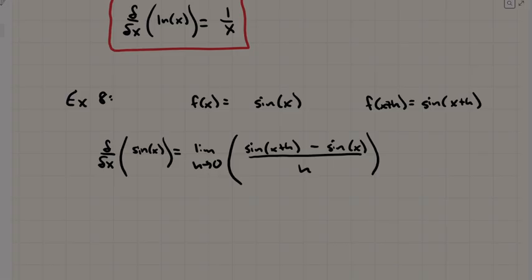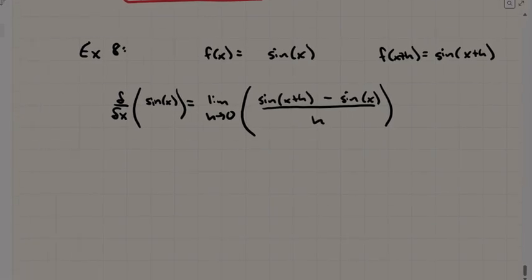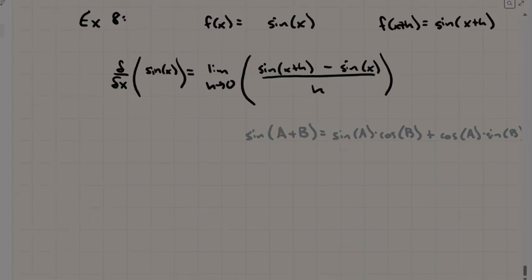Okay, we're going to need to pull in some of these trigonometric identities. One trig identity that we have is that the sine of a plus b is equal to the sine of a times the cosine of b plus the cosine of a times the sine of b. And the reason we do that is because this x plus h, we can separate out the h terms and the x terms from the sine.